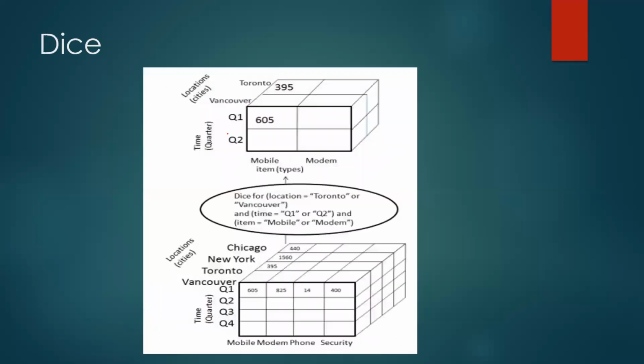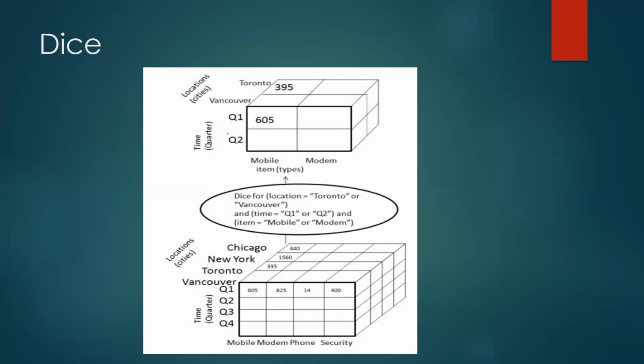And then you have dice. So we said slice and dice. That was the slice, and this is dice. Dice selects 2 or more dimensions from a given cube and provides a new subcube. So this is also like providing a new subcube, right? But it selects 2 or more dimensions here. Okay.